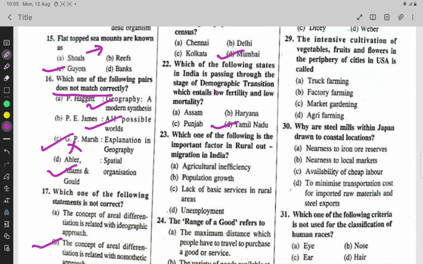Which one of the following is the important factor in rural out migration in India? Agriculture inefficiency may be one of the reasons. Population growth, lack of basic services in rural areas may be one of the factors. Unemployment. So the more prominent option seems to be D.